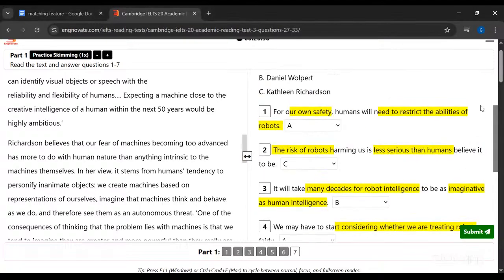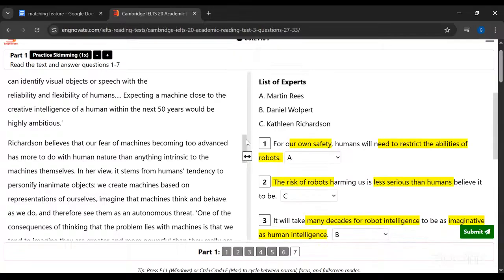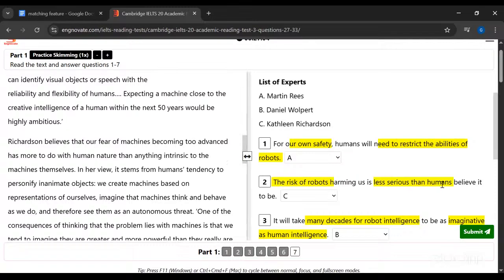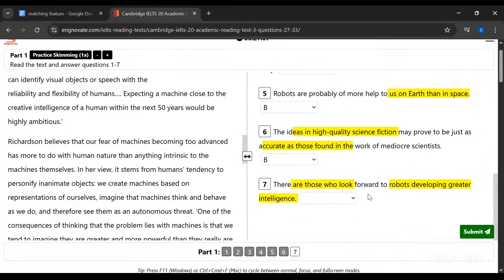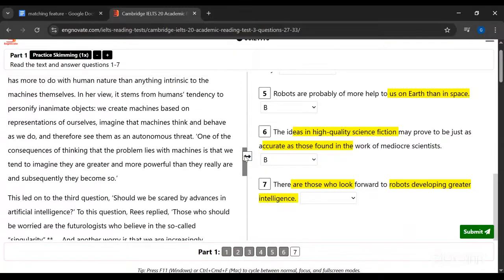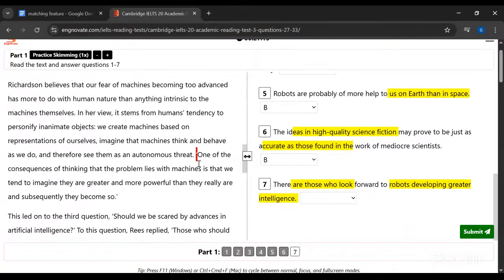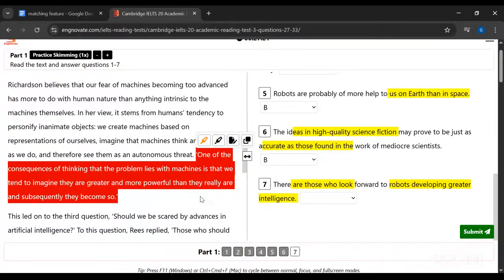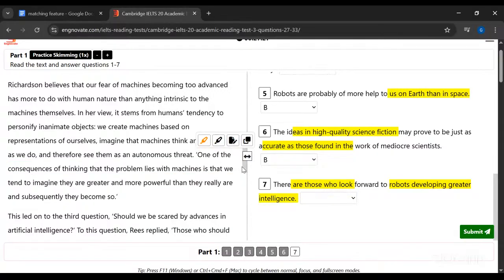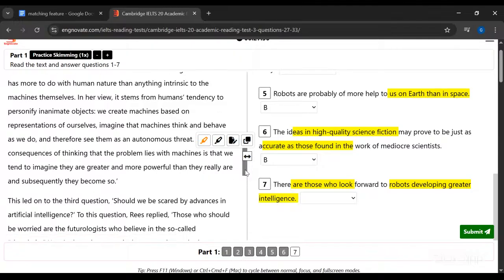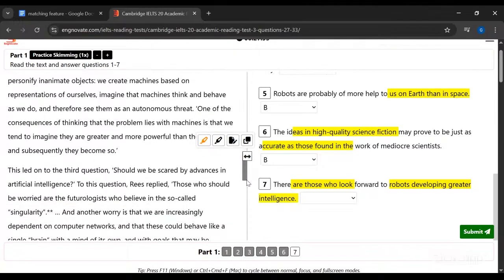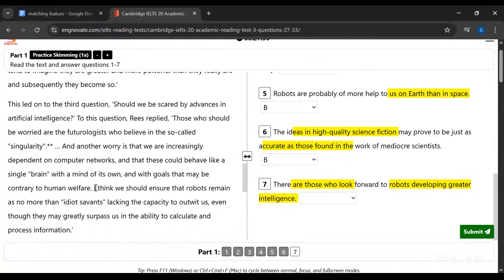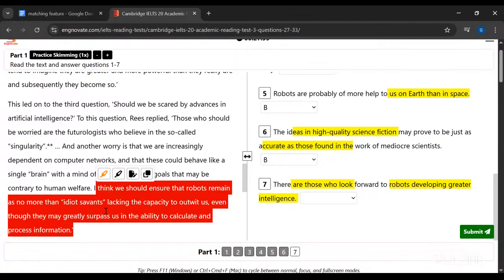If you want seven to be B, am I right? I think it would be more good in your point of view, but I will still consider this thing. Okay, you can tell me what you are getting from these lines. One of the consequences of thinking that the machine is, that we tend to imagine they are greater and more powerful than they really are, and I subsequently think they... I was referring to these ones, I think. Yeah, sorry. I think these are the robots. This one.